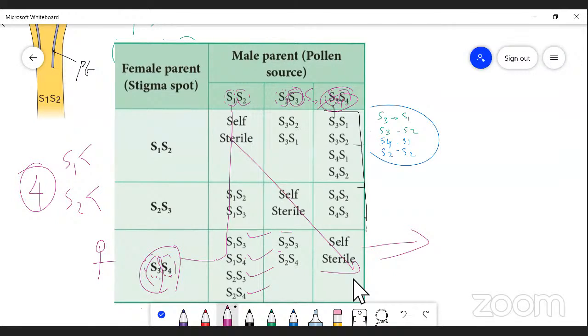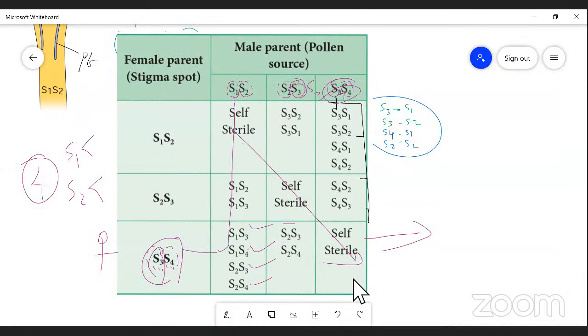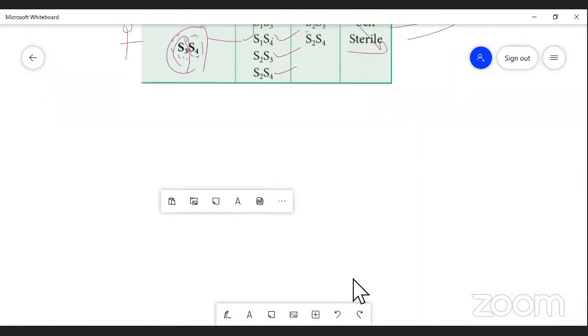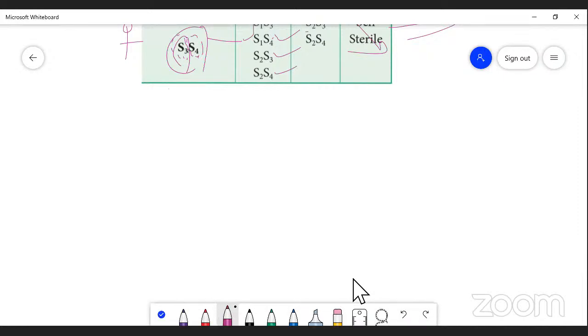Right, my dear students. Next we pass on to this explanation, which was first given by East in the year 1955, in the tobacco plant. So the next topic is sex determination in plants, right?